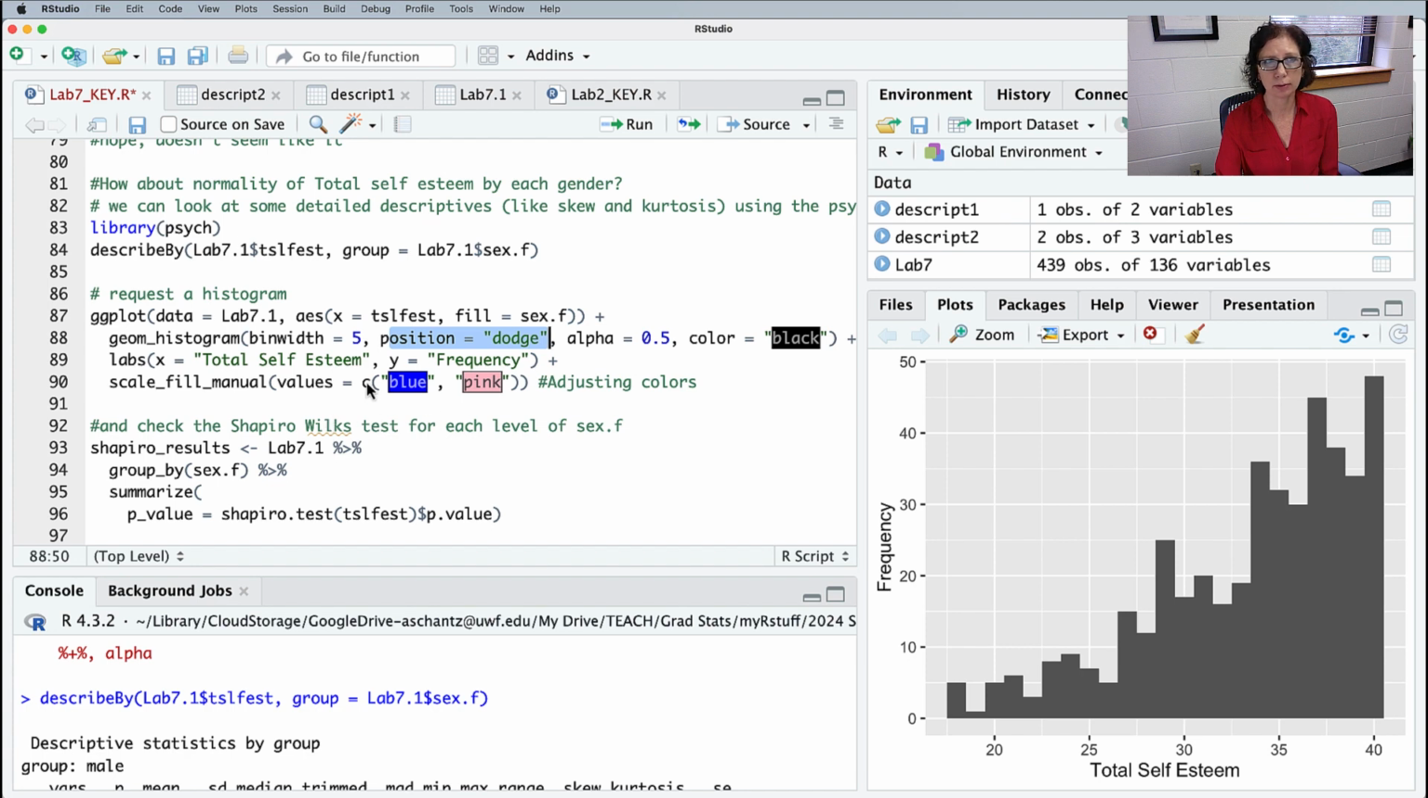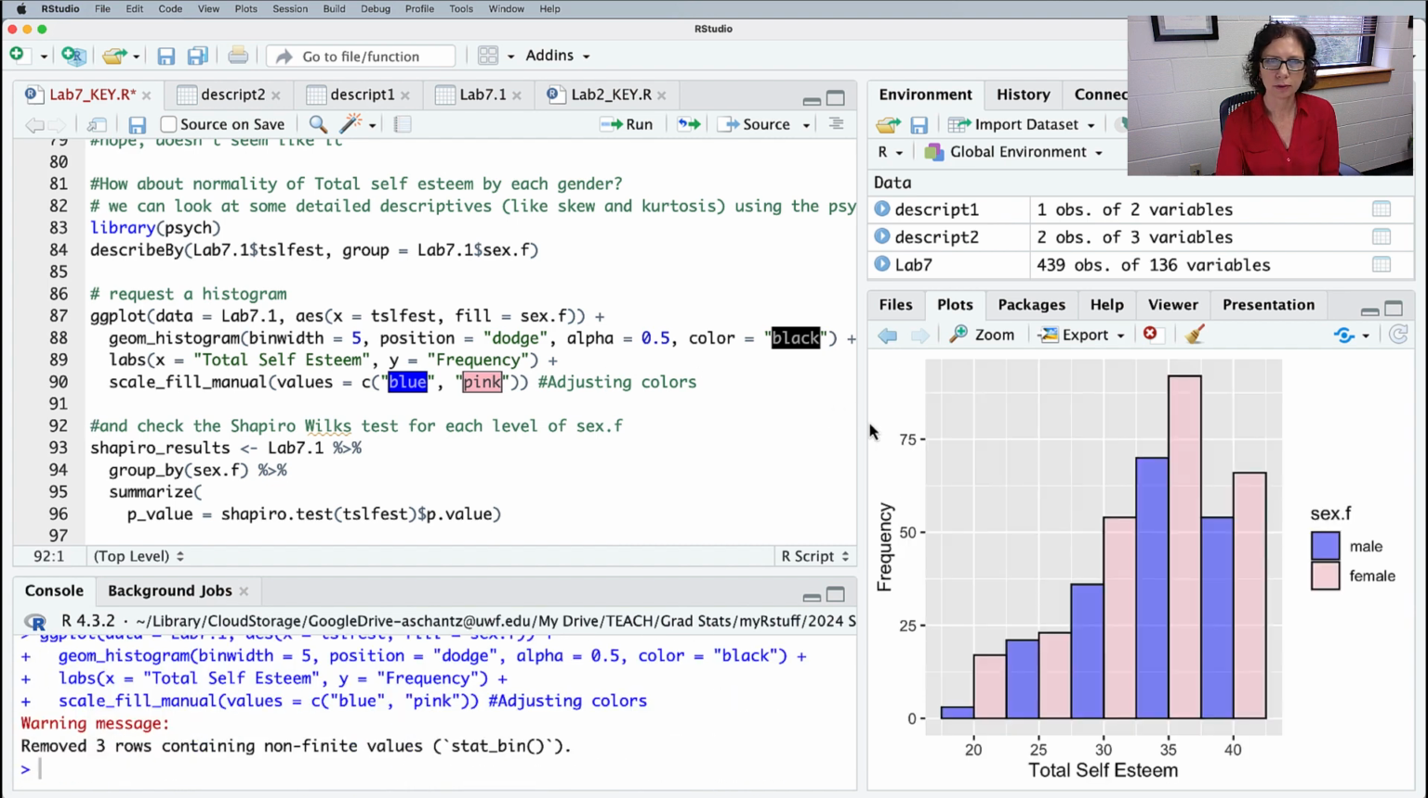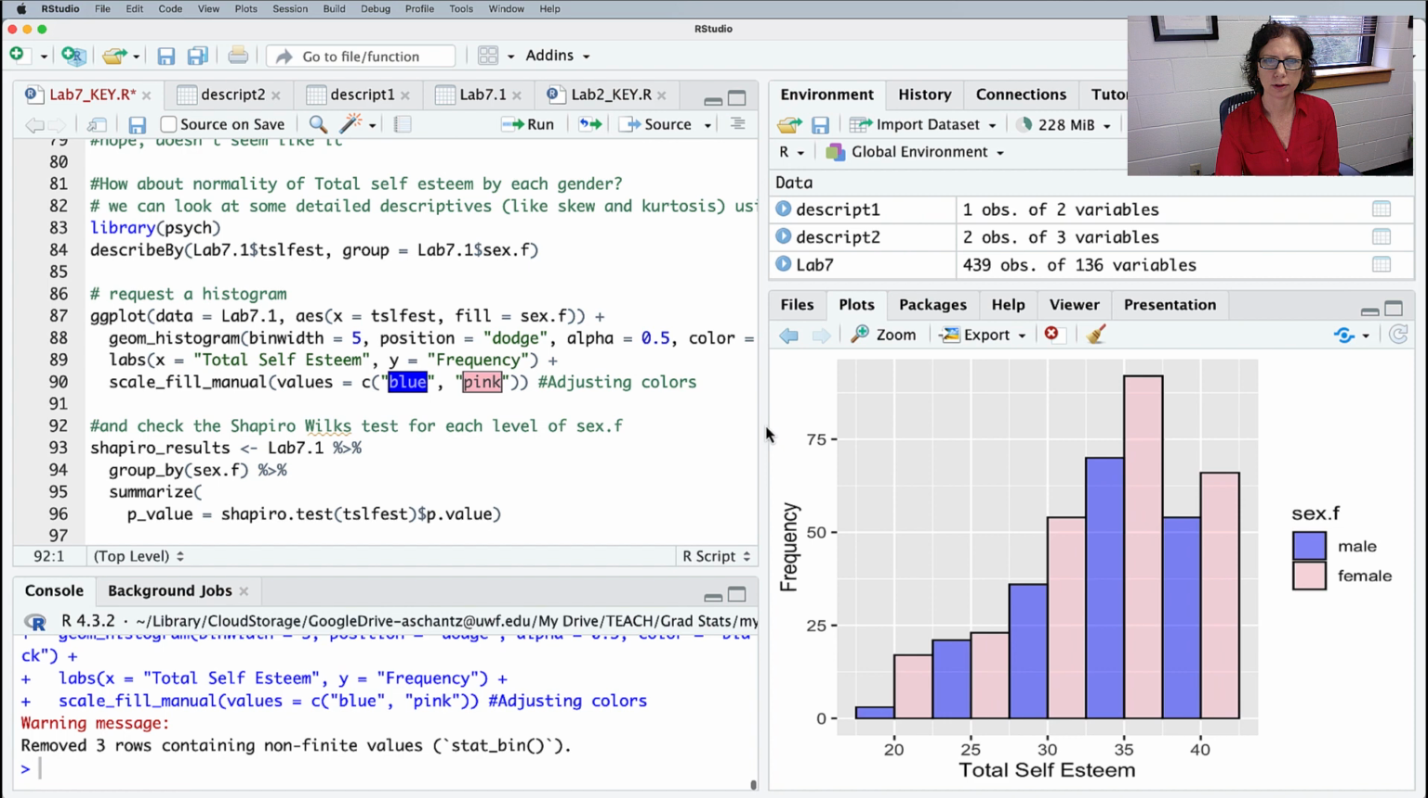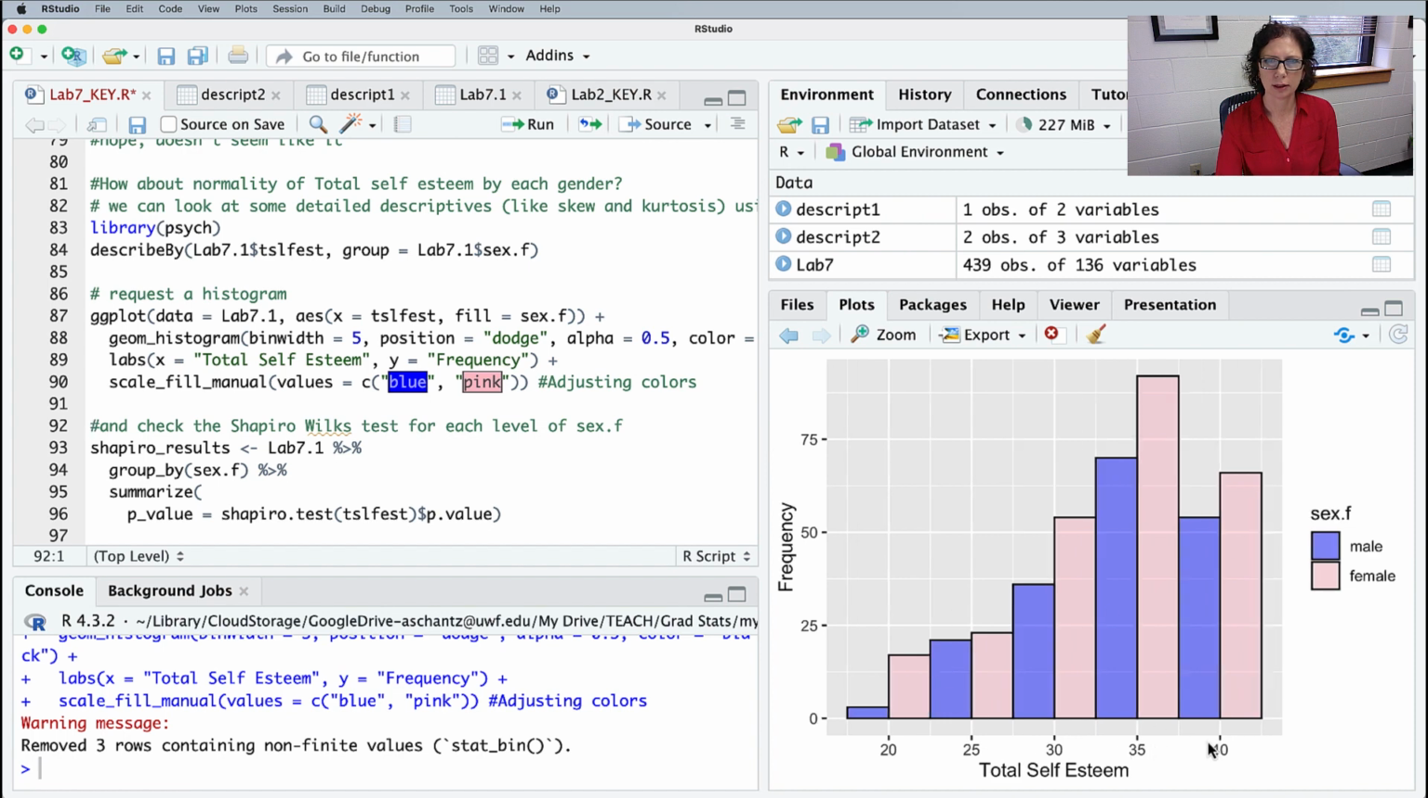And I thought the blue and pink is what ChatGPT came up with. So it's very gender normed, I guess. And I was like, okay, that's fine. So running that one, I thought, okay, that's a cute graph. I can work with that. That would make a pretty little graphic for my write-up.